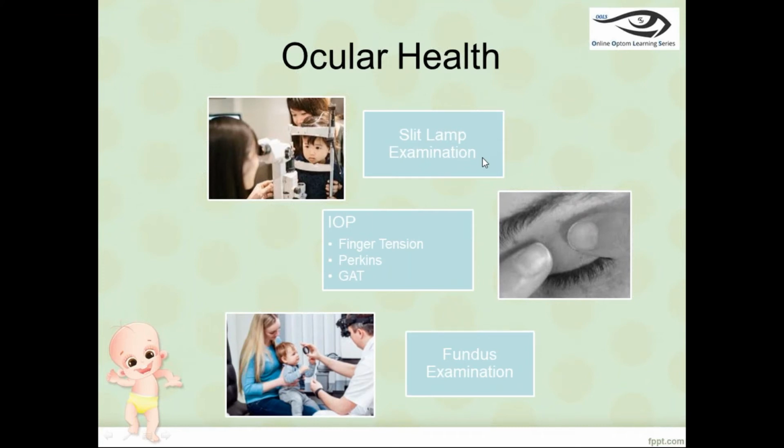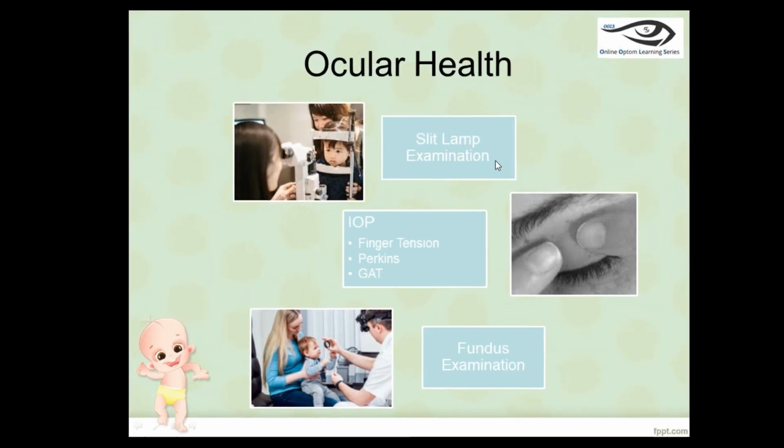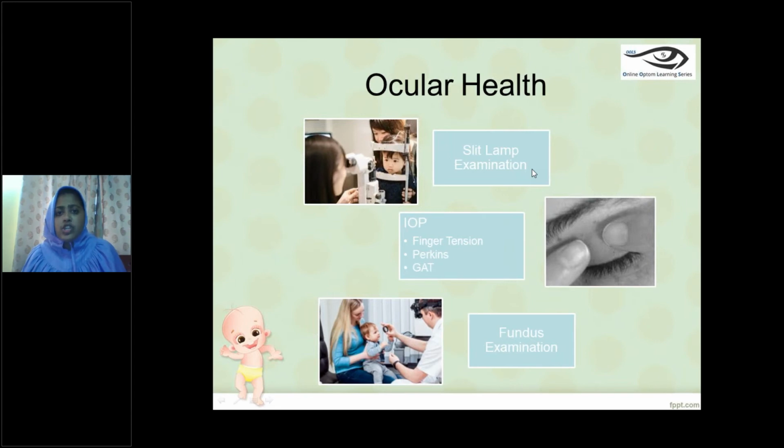In cases of congenital glaucoma and post cataract surgery, it is very important to quantify the IOP. So we can use a handheld Perkins or we can do a Goldmann applanation tonometer. For older children, just do a Goldmann applanation tonometer at the regular checkup as well. Then since we are dilating the patient with the cycloplegic, there is no harm in doing the fundus examination as well.